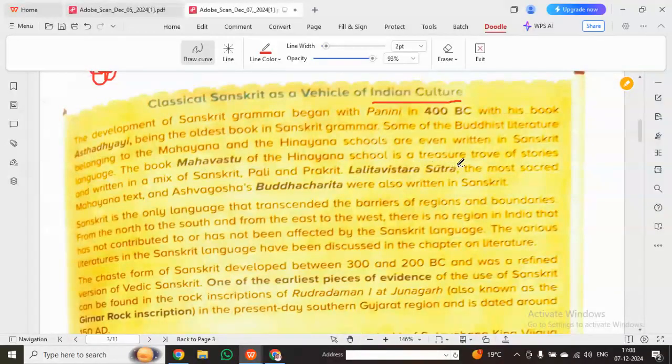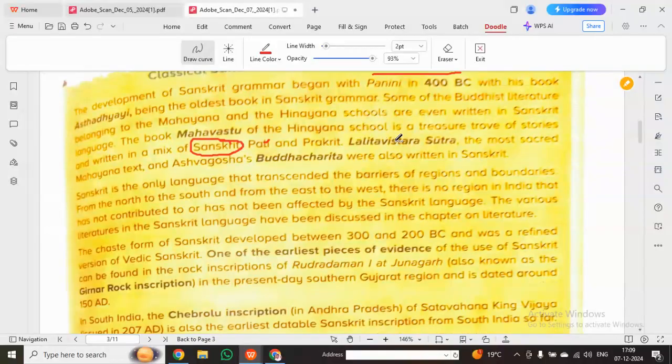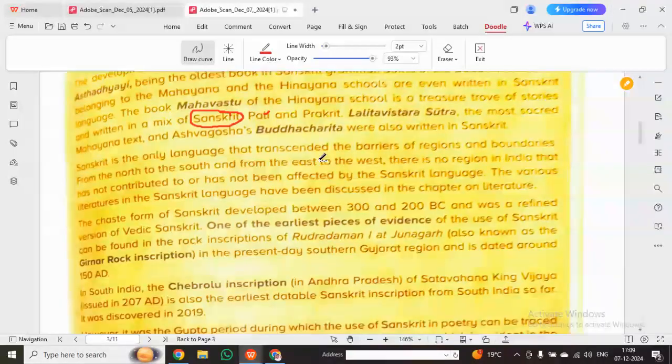The book Mahavastu of the Hinayana school is a tragic troop of stories, written in a mix of Sanskrit, Pali and Prakrit. So these are some other languages, Pali and Prakrit. We'll not talk about that right now. हम जाएंगे इन दोनों में. ललित विस्तार सूत्र, the most sacred Mahayana text, and Ashwagosha's Buddha Charita was also written in Sanskrit.